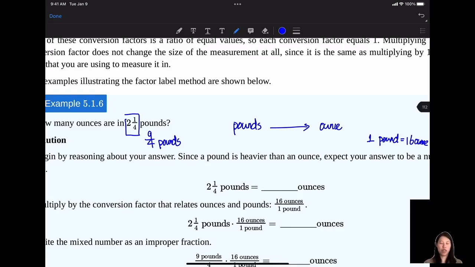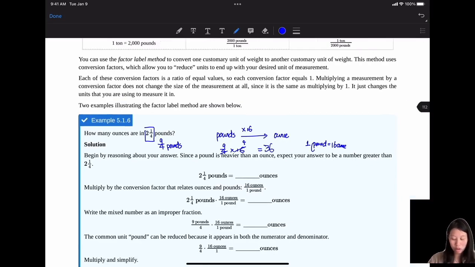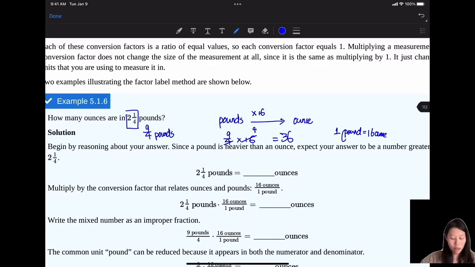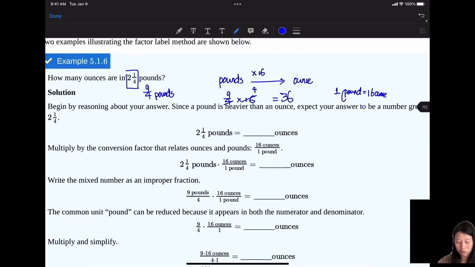So our conversion factor would be 16. Pound is greater than ounce. So from a bigger unit to a smaller unit, you multiply by the conversion factor, which means you multiply by 16. So now we have 9/4 times 16. Cross cancel, you have 4. 9 times 4 is equal to 36. Oops. So that means 2 1/4 pounds equals 36 ounces.